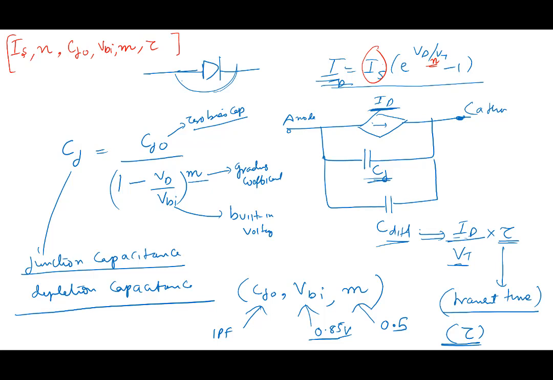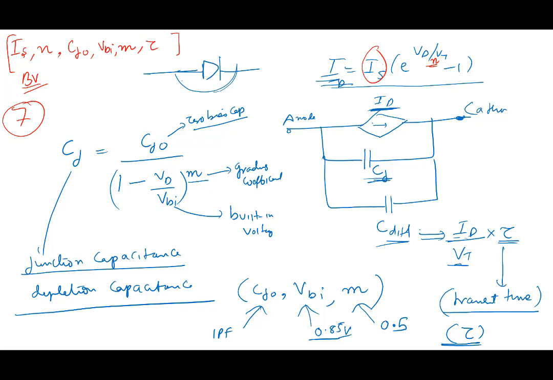You need all these parameters. Different diodes will have different parameters. And we also saw there is a parameter called breakdown voltage. So already how many? 1, 2, 3, 4, 5, 6, 7 parameters already are here.